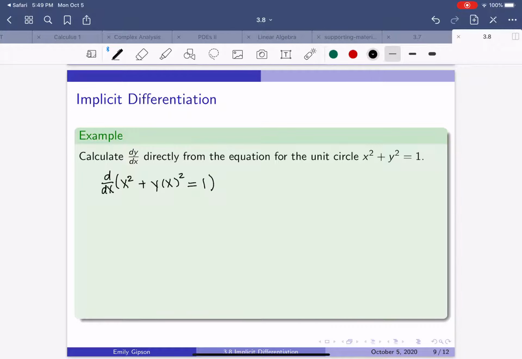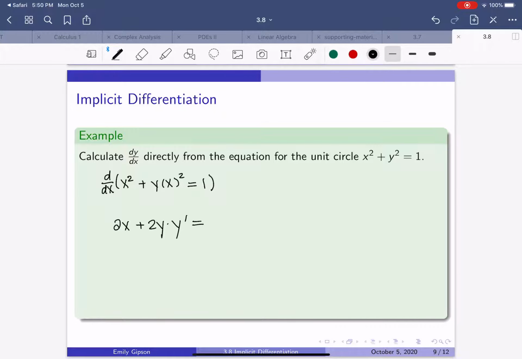And I get d/dx of x squared is 2x. And then I apply the chain rule, which we just talked about in our last video, to y of x quantity squared. So the derivative of my outside is 2y times the derivative of the inside. And I don't really know what's going on on the inside. I just know that y depends on x. So we're just going to call it y prime.